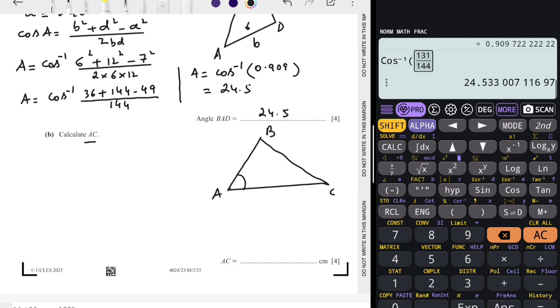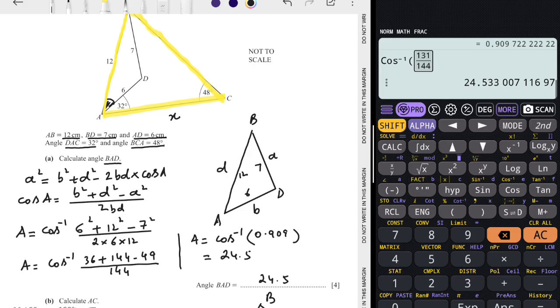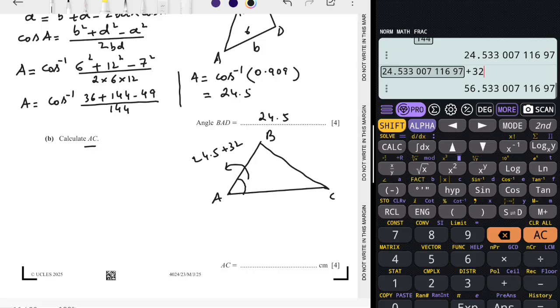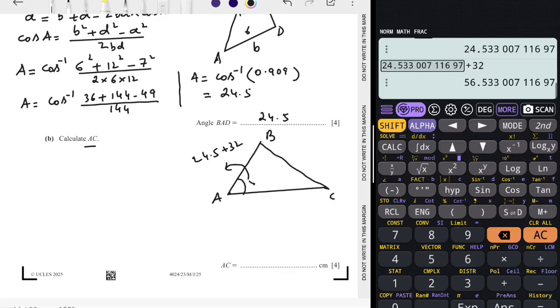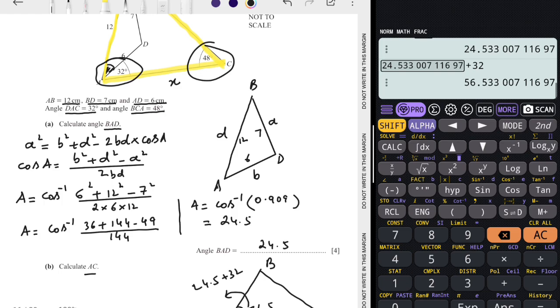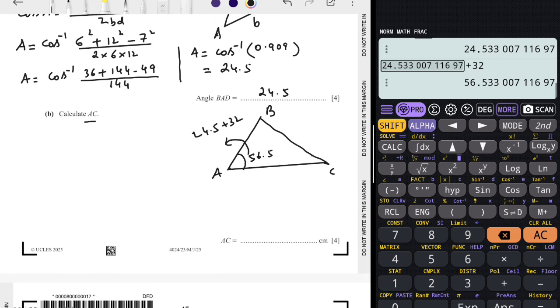Now this angle would be as a whole 24.5 plus 32, so we have to add up. This would be 56.5. Angle C is already given, that is 48, and one side is also given, that is 12. Now we have to find out AC. So we use sine law for this purpose.